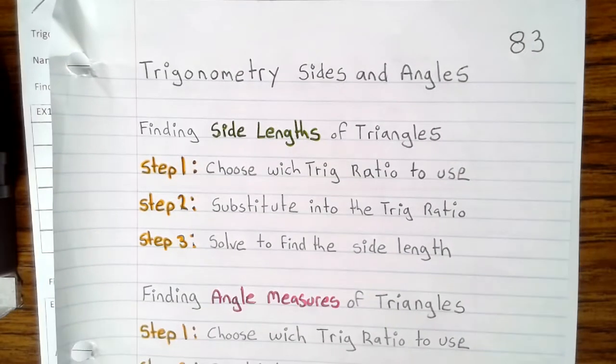Trigonometry sides and angles on page 83. Finding side lengths of triangles. Step 1, choose which trig ratio to use. Step 2, substitute into the trig ratio. Step 3, solve to find the side length.